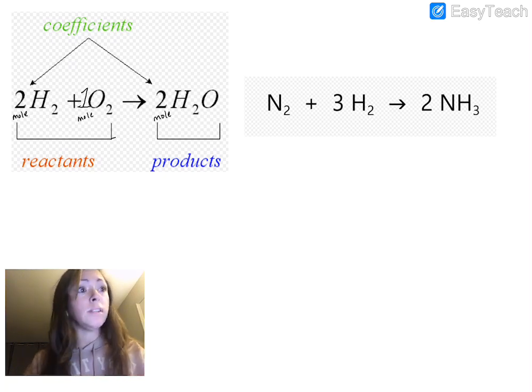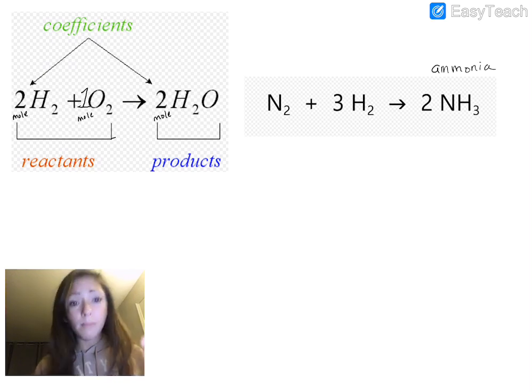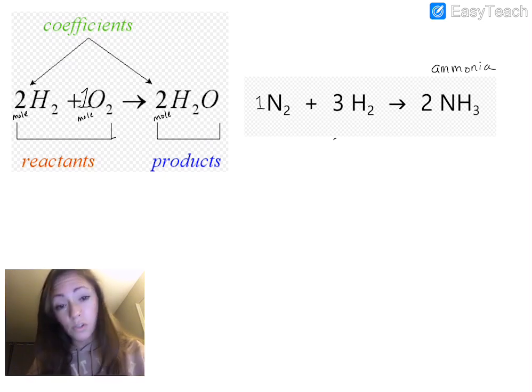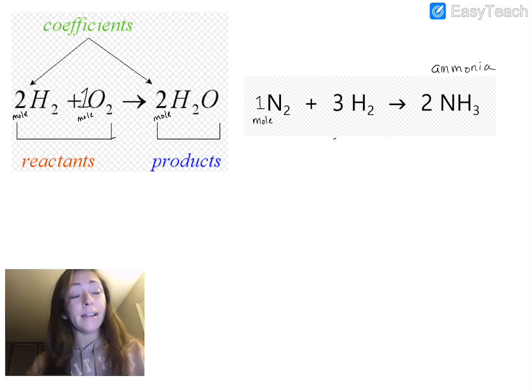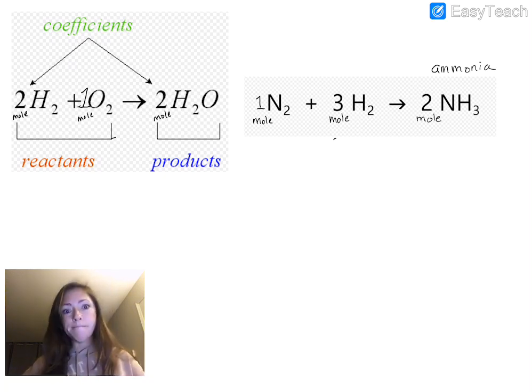So over here in this reaction, this is the synthesis of ammonia, okay? It's a common household cleaning product, all right? And it's saying that there's an understood 1 here, like I just said. It takes 1 mole of nitrogen gas for every 3 moles of hydrogen gas to create 2 moles of ammonia. This is the ingredient list, basically, for creating ammonia.